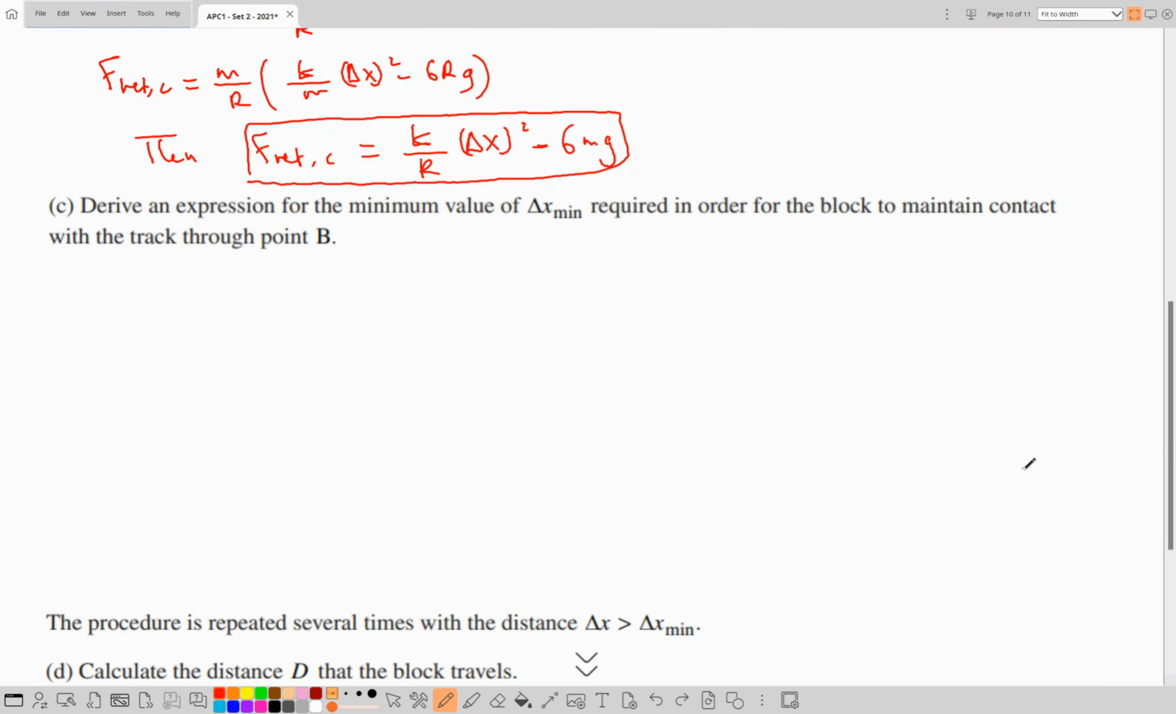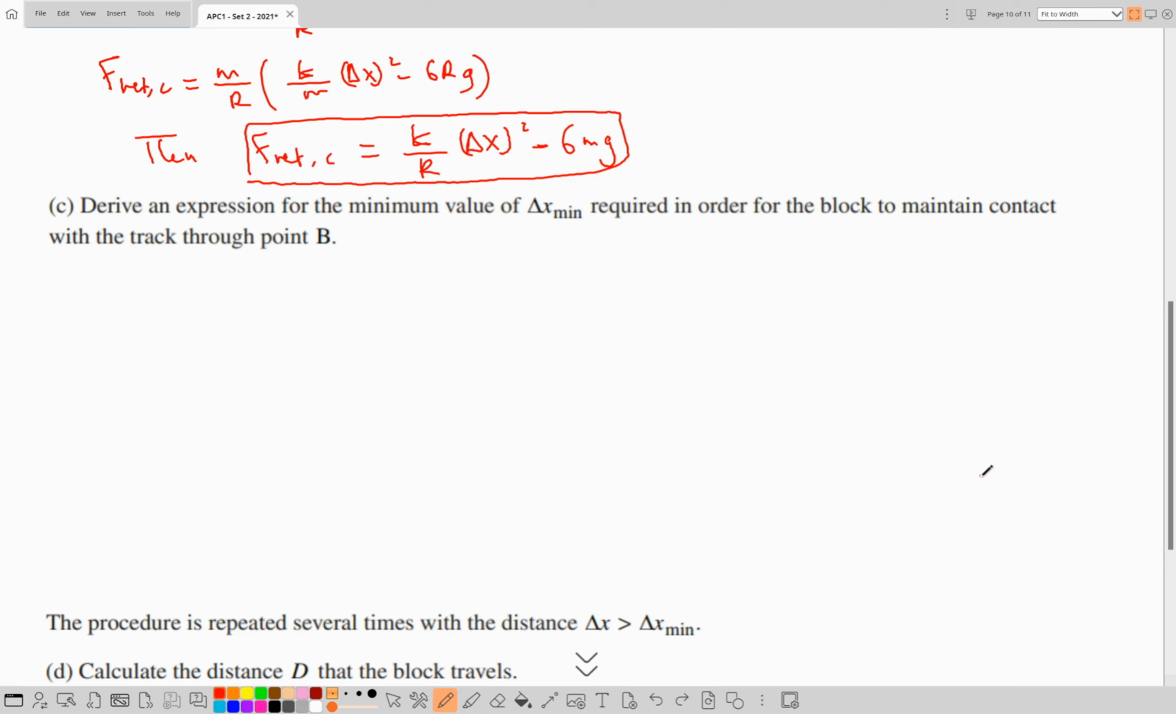Now in part C, they're asking us to derive an expression for the minimum value of delta x min required in order for the block to maintain contact with the track through point B. So we know that the force responsible for maintaining the contact is the normal push. Whenever we're talking about the minimum value of delta x required in order for the block to maintain contact, we're talking about the block being about to lose contact with the track, which means we need to implement the condition F_N is equal to 0.